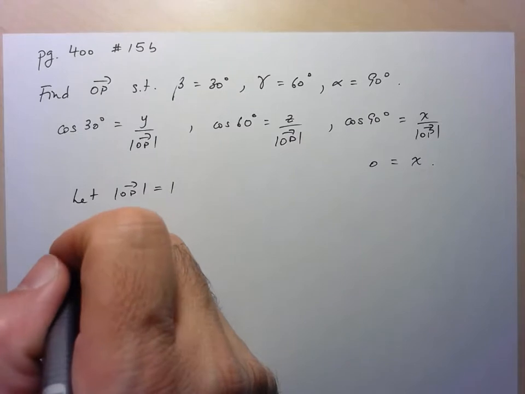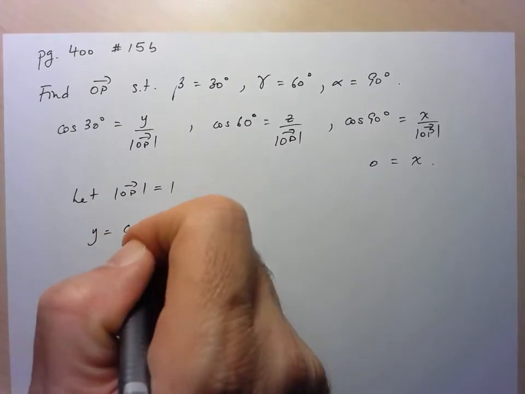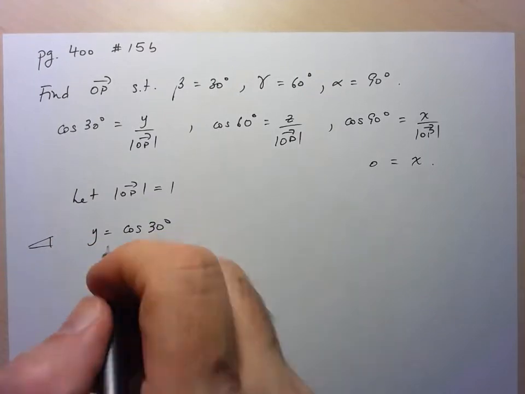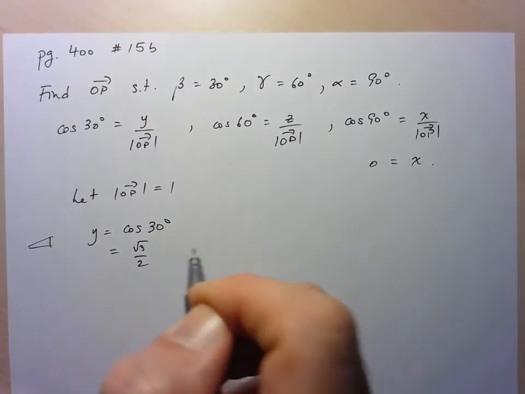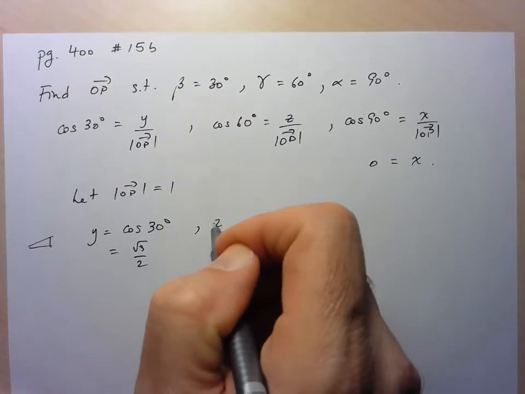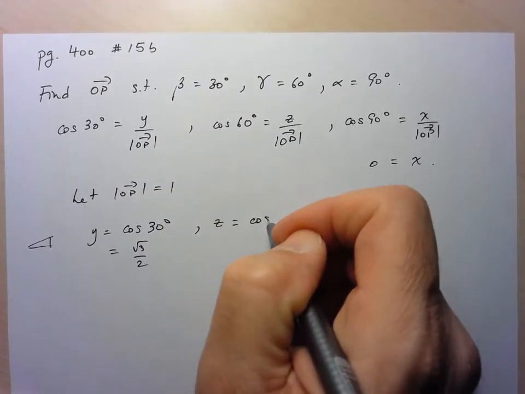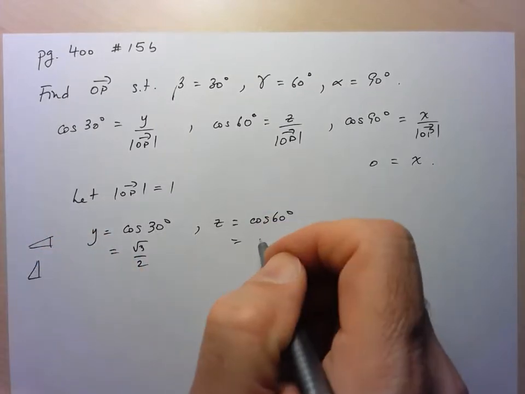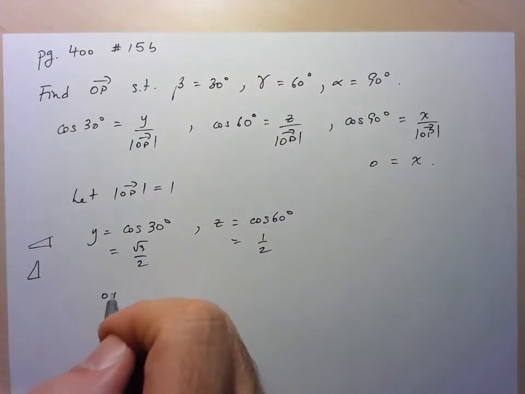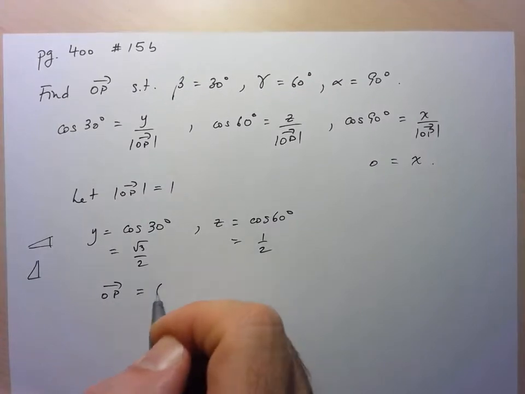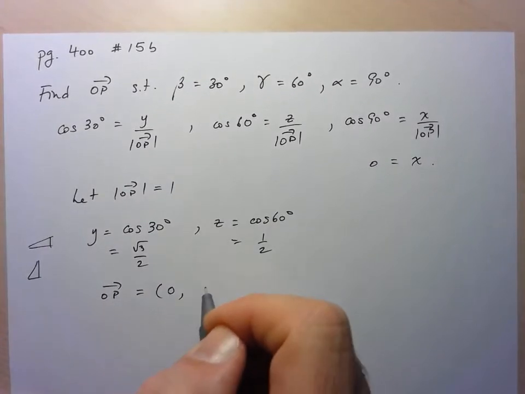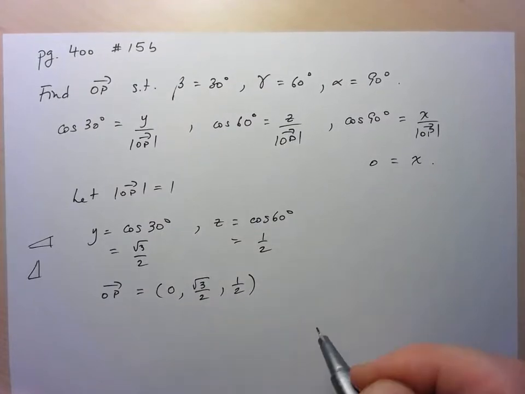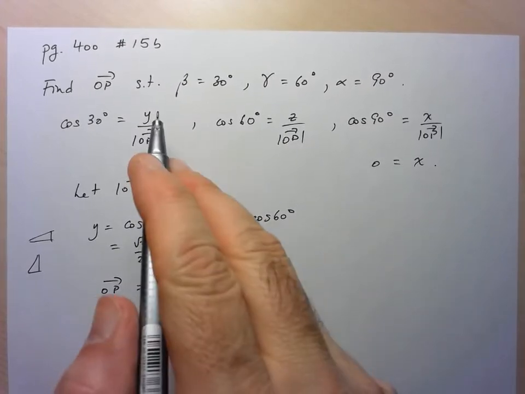So in this case here, we have that y is just equal to cos 30, and cos 30, well, is just going to be root 3 over 2. And here, that means that the z component is just going to be equal to cos 60, and cos 60, that's just going to be equal to 1 over 2. And so our vector OP is just going to be equal to x equals 0, y equals root 3 over 2, and z is equal to 1/2. And this is one vector that has these characteristics.